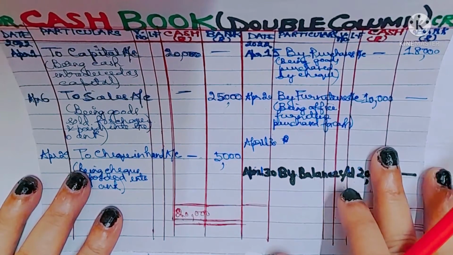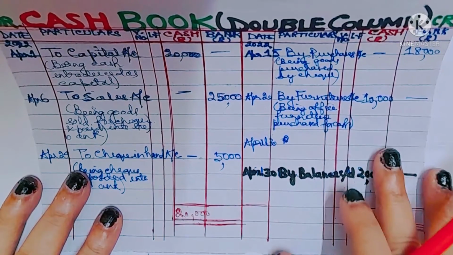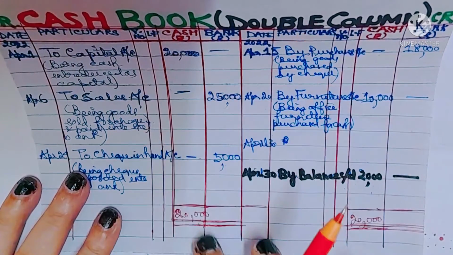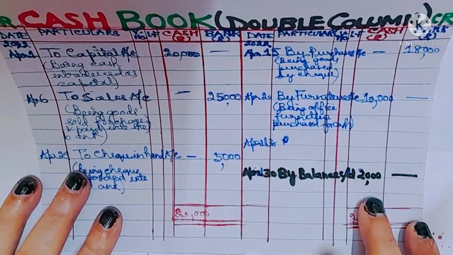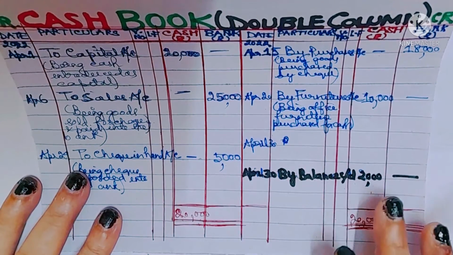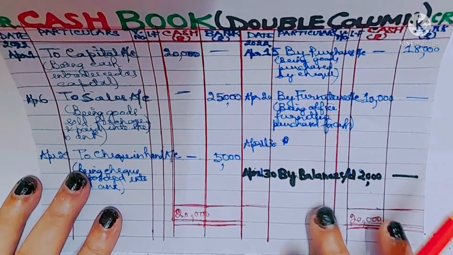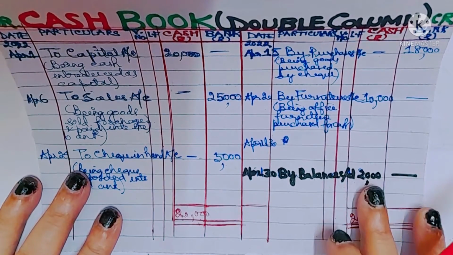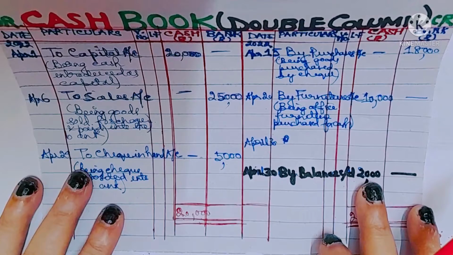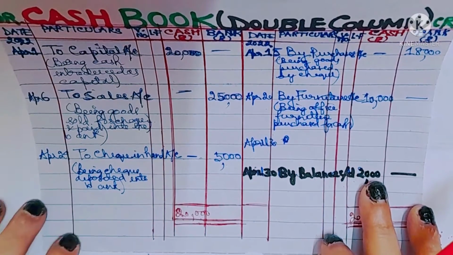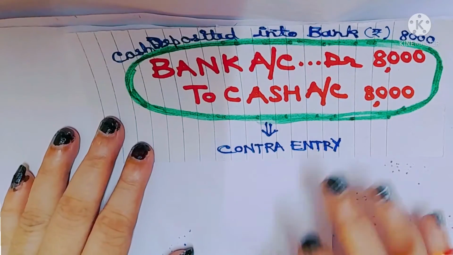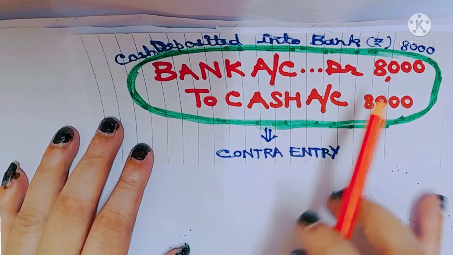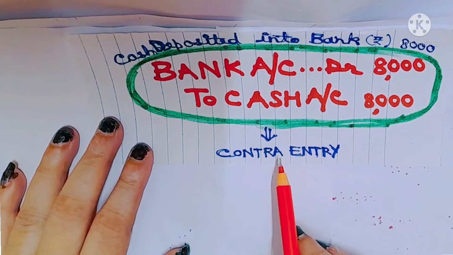The journal entry will be bank account debit to cash account 8,000. How did we get 8,000? The debit side total is 20,000 and the credit side total is 12,000. So 20,000 minus 12,000 will give you 8,000. This excess cash in hand will be deposited into the bank. So we'll have to write this journal: bank account debit to cash account 8,000. This is a contra entry.